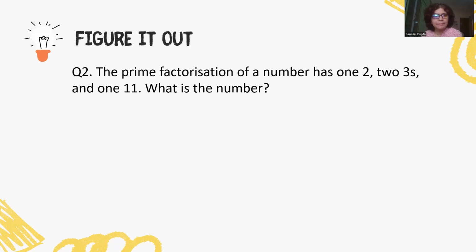Next problem is, the prime factorization of a number has one 2, two 3s and one 11. What is the number? We know that there is a unique prime factorization for every number. So if we multiply one 2, two 3s and one 11, we get 198.